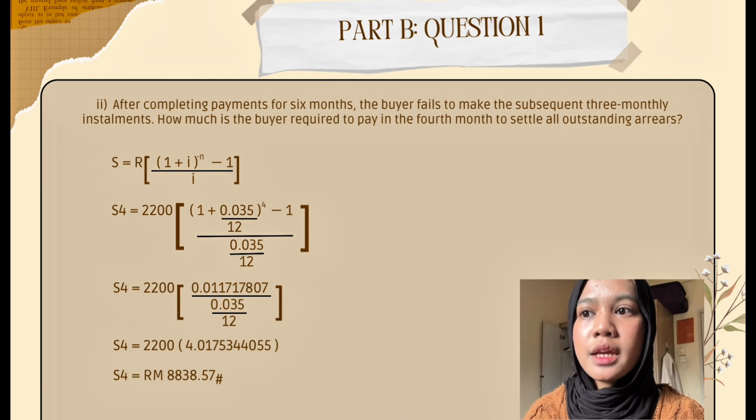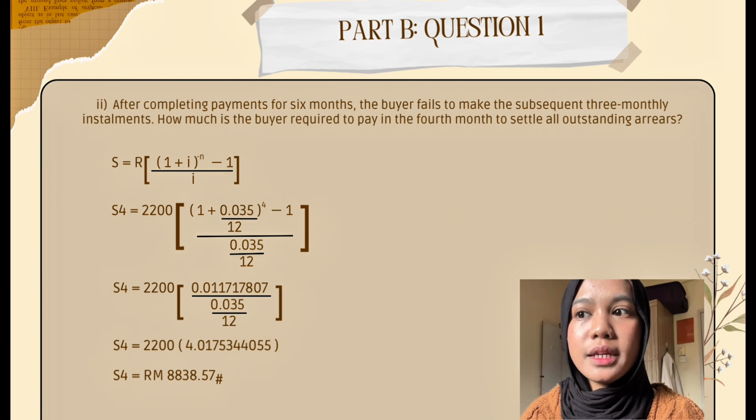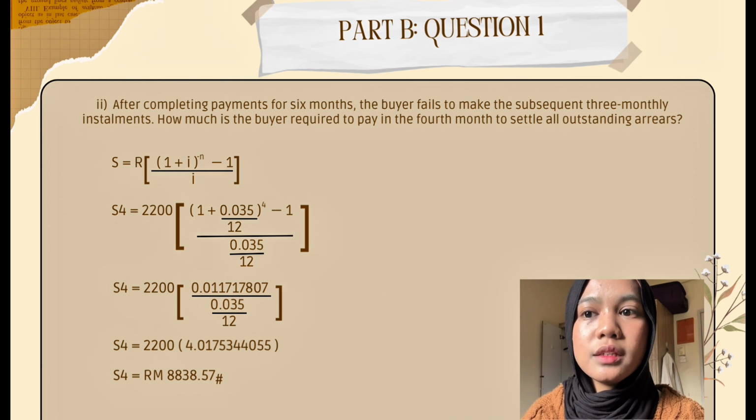2. Outstanding arrears after missing 3 months. The buyer successfully paid for 6 months, but then missed the next 3 months. We calculate the accumulated amount of these 3 missed payments using the formula. R is 2,200 ringgit, i is 0.00291667, n is 4 months. Arrears accumulate until the 4th month.